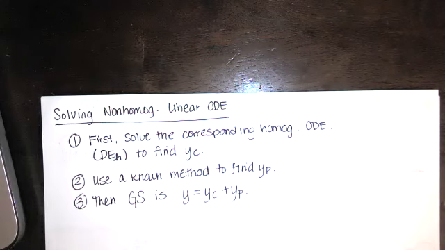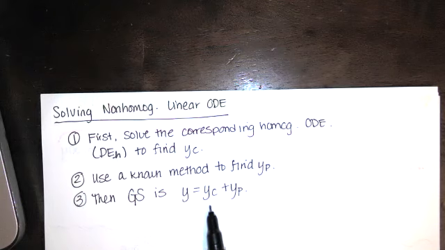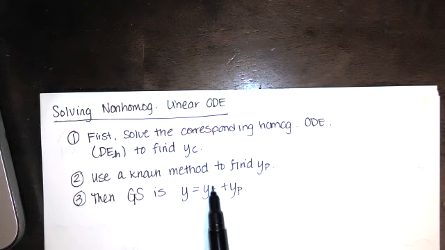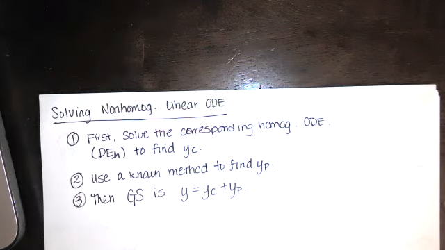We solve the homogeneous equation first. Then we say, okay, how do I find the particular solution? We've got a couple of methods for that. We'll use one of those. And then we'll add the complementary solution or complementary function, that's the solution to the corresponding homogeneous ODE, to the particular solution. And that's the general solution.